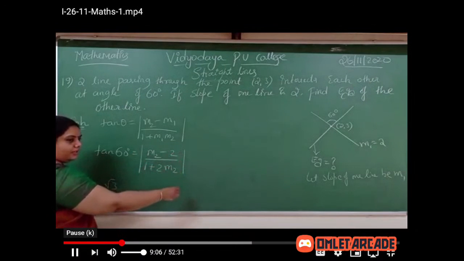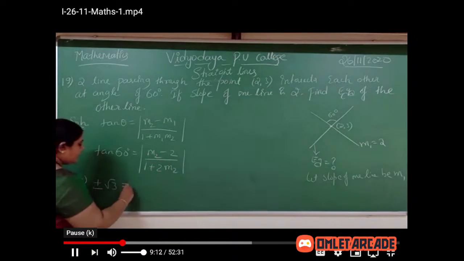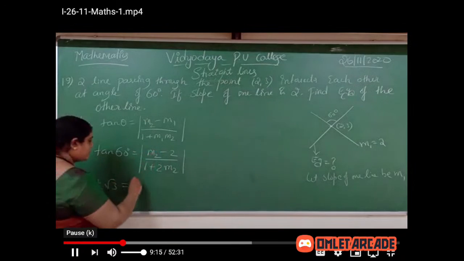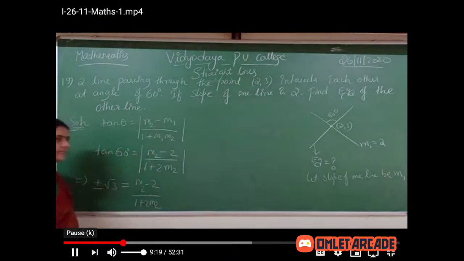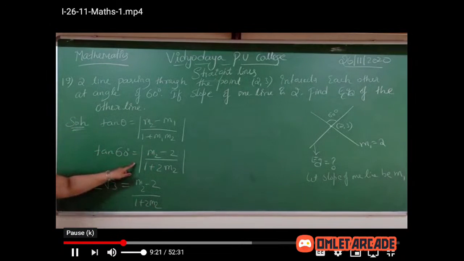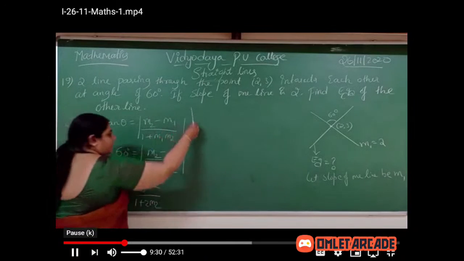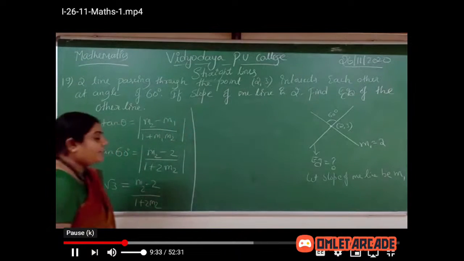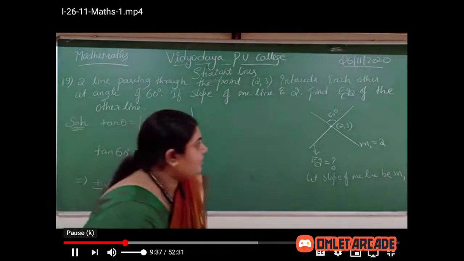And let me eliminate this modulus. The modulus possible values are both positive and negative, so can I add plus or minus here? Which is equal to, now let me neglect the modulus, m2 minus 2 divided by 1 plus 2 m2. Since I have removed the modulus, I have taken plus or minus root 3 here, or you can take it on the other side also. Simplification will be easier if I take it here. That's it. Now we cross multiply. I mean, we have two sets of equations now. Let me write both the equations.